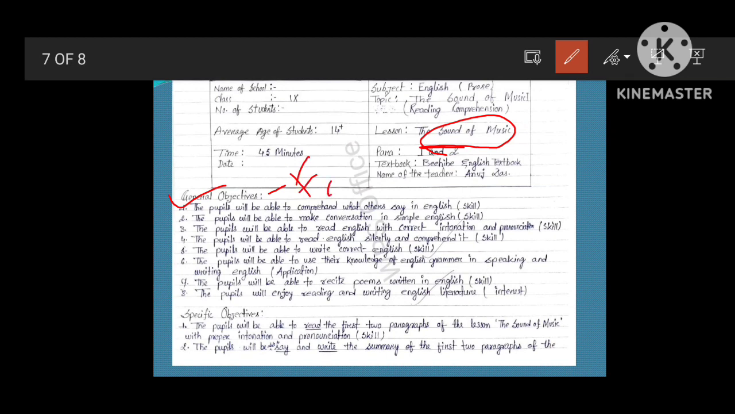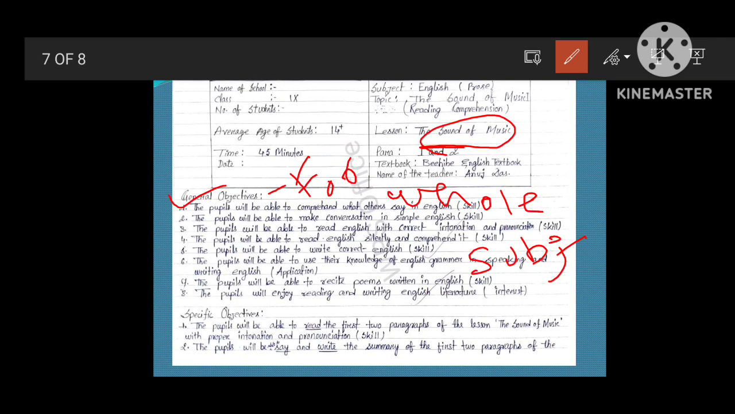General objectives mean the general abilities the pupil will develop among themselves. Those abilities are stated in a general way. These objectives are not set for this particular lesson, The Sound of Music, but are universal. That means they apply to different prose lessons, poem lessons, grammar, everywhere.